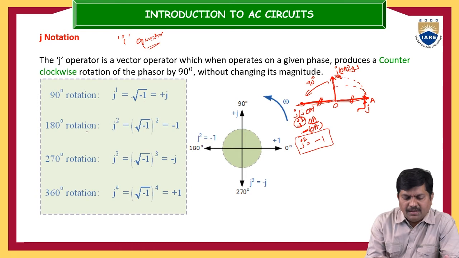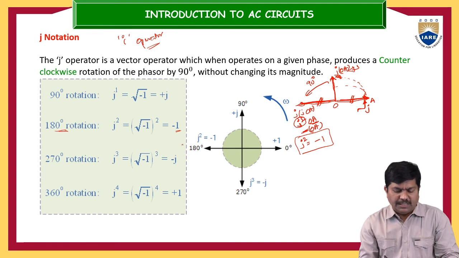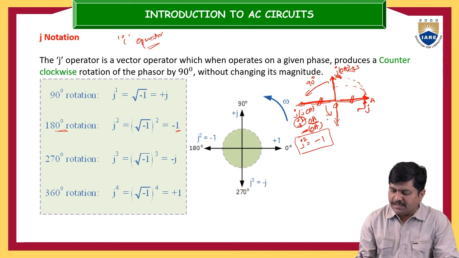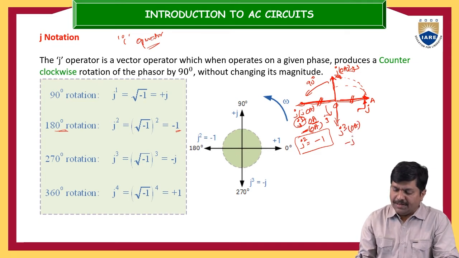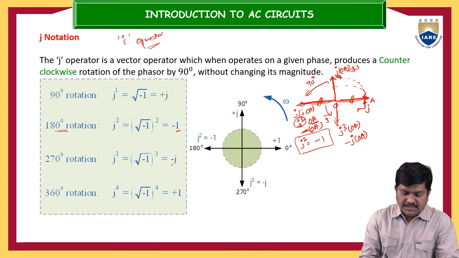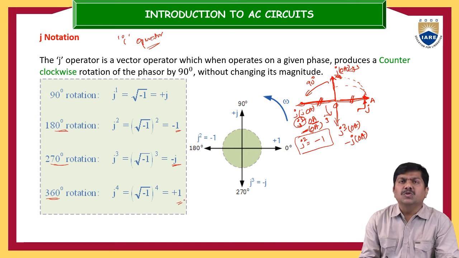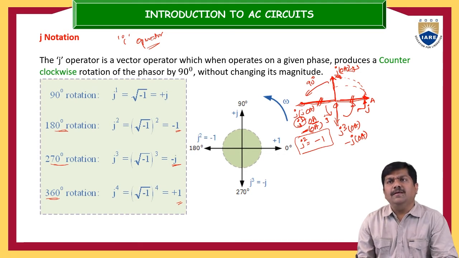The same thing here: 180 degrees rotation is nothing but minus 1. If you apply one more j operator on this vector, it comes to the vertically downward direction. So this is j cube times OA. Since j square is minus 1, this is minus j times OA, which is a 270 degrees rotation. Applying one more j operator takes it to 360 degrees, so it will be plus 1, which means it comes back to the initial position.